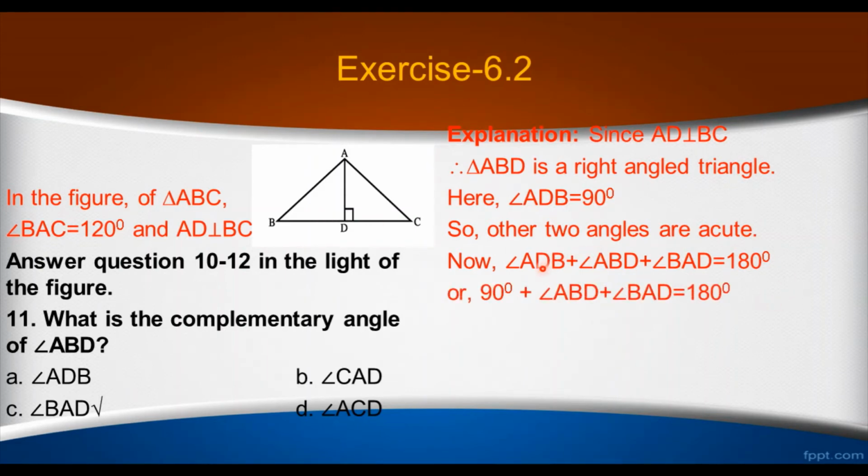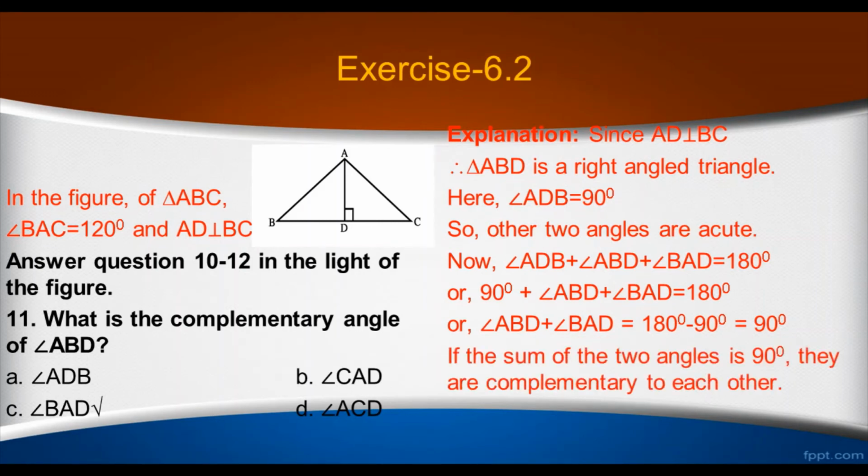Or the value of angle ADB is 90 degrees. So angle ABD plus angle BAD equals 180 degrees minus 90 degrees, and if we move this 90 degrees to the other side, we get angle ABD plus angle BAD equals 90 degrees. If the sum of two angles is 90 degrees, they are complementary to each other. So angle BAD is the complementary angle of angle ABD.